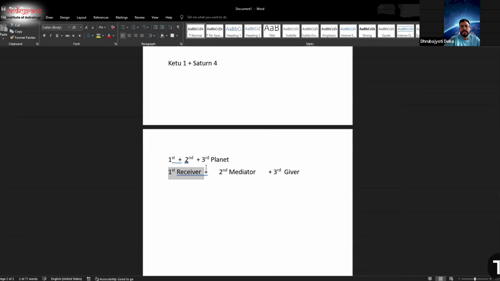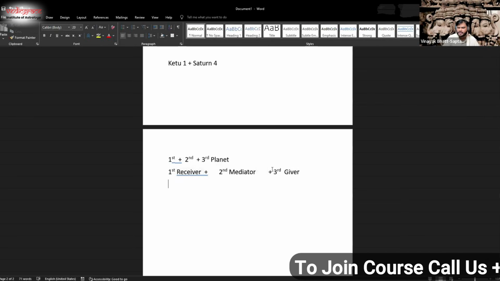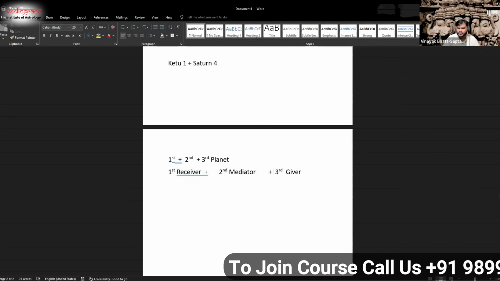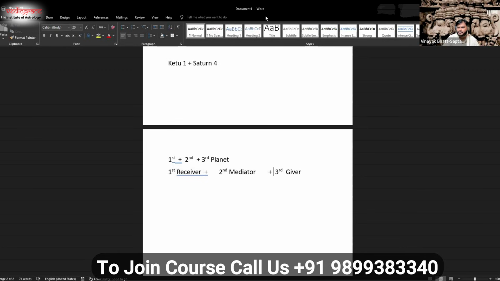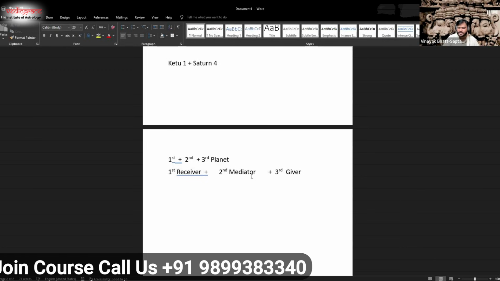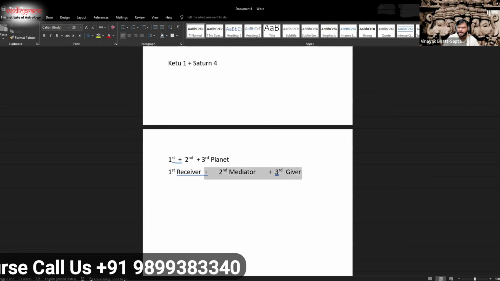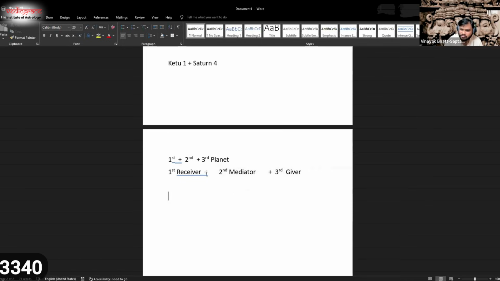So in that case, what is happening? Let's say the second planet is present in an enemy sign, then the karakatwa of the third planet will not reach the first completely. That will change the situation. That is the first part. Second, let's say the second planet and third planet are both enemies. These combinations you will see in upcoming classes; I will show you all these things.